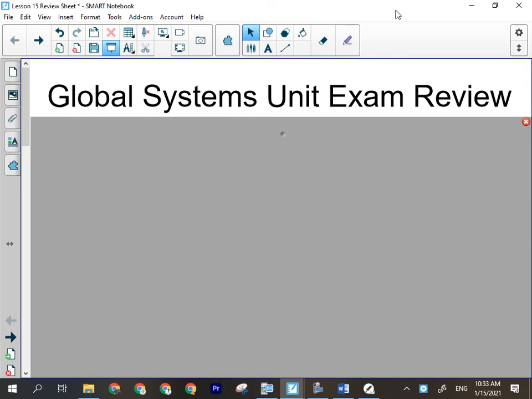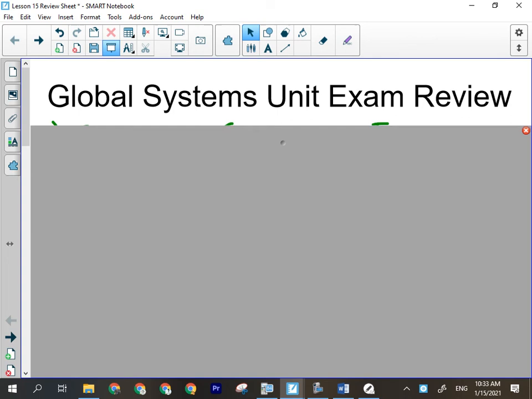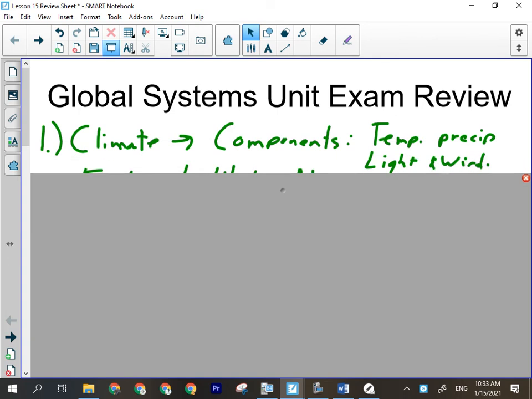Okay, first concept we went over in this unit was the components of climate. First up, we talk about what climate is: the prevailing weather conditions at a location, and that is made up of temperature, precipitation, light, and wind.